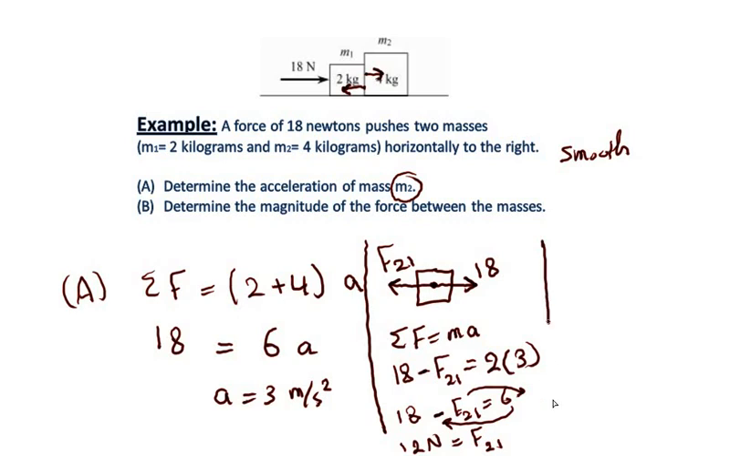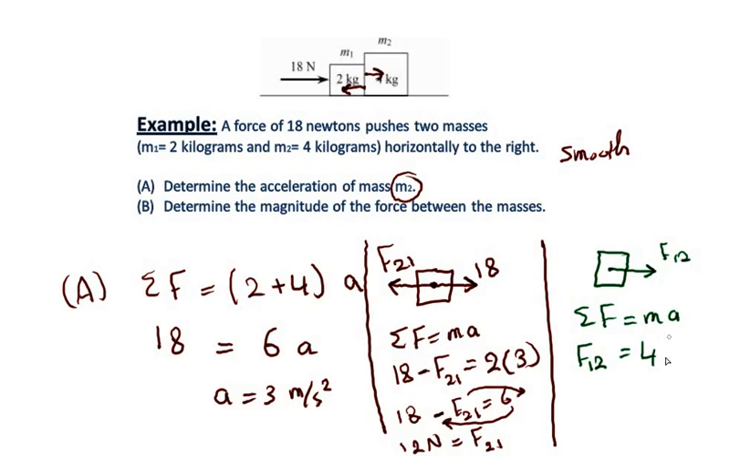Let's check our solution by finding the force for mass 2. Now, for mass 2, we have just one force to the right, F1 on 2. Sigma F equals MA. Sigma F is the force, the unknown. The mass is 4, and the acceleration is 3 again. So this is 12 newtons. We got the same answer because the force is equal and opposite to that one.